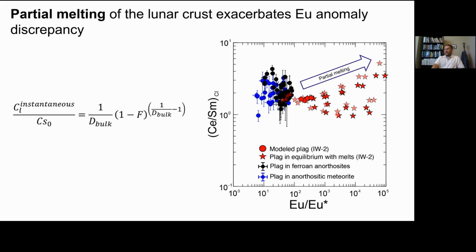So the first scenario we investigated was partial melting of the primary flotation crust. Could partial melting, perhaps driven by impact bombardment or some sort of thermal anomaly that infiltrated the crust, have produced this distribution of data? Of course, partial melting of the crust only increases the europium anomalies of the plagioclase because europium is compatible in plagioclase. So it's sort of like a zone refining process that ends up just increasing the europium in the crust. So that doesn't help. That didn't work.